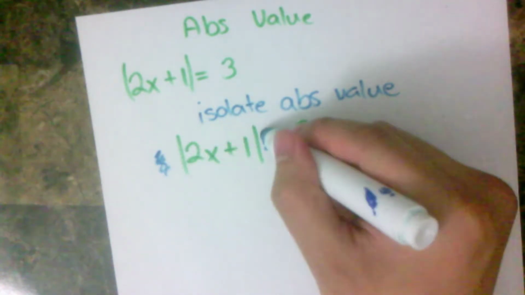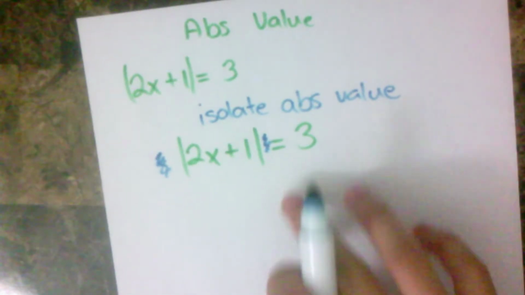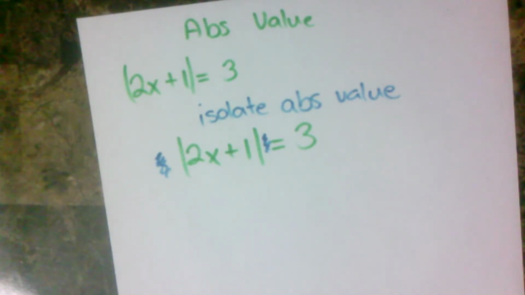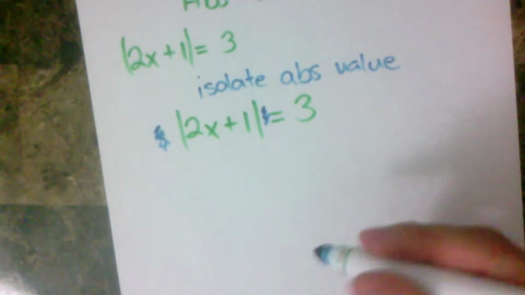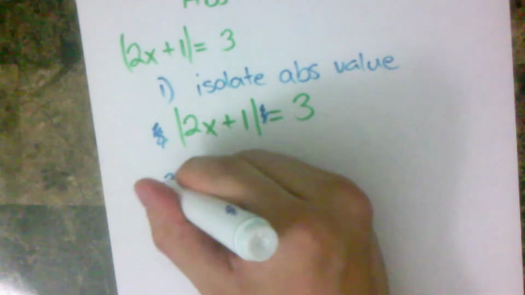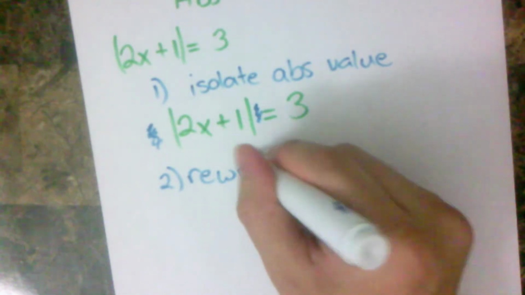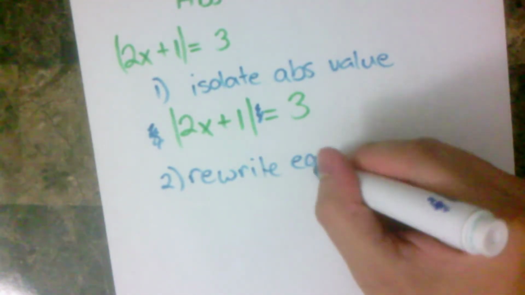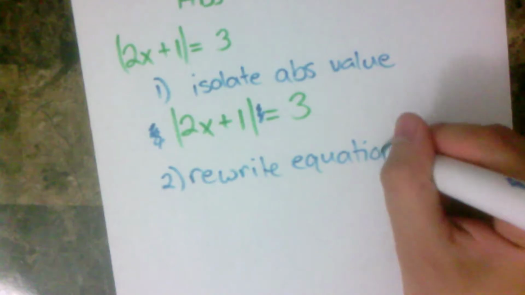So ignore those. Now that it's all alone, your next step is actually fairly simple as well. You're going to go ahead and you're going to rewrite it. So step 1, step 2, rewrite your equation twice without the absolute value sign.